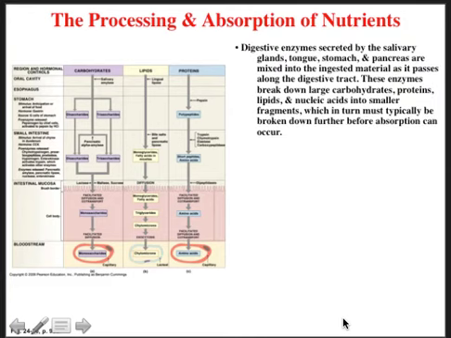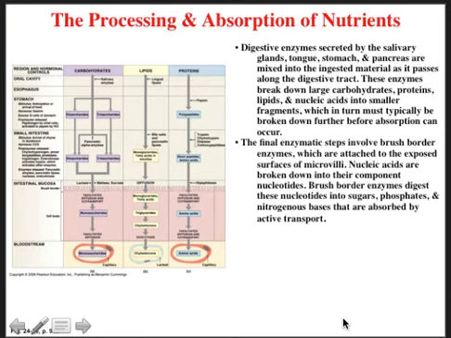Digestive enzymes in the salivary glands, tongue, stomach, and pancreas are mixed into the ingested material as it passes along the tract. These enzymes break down large carbs, proteins, lipids, and nucleic acids into smaller fragments, which in turn typically have to be broken down further before they can absorb into the blood. The final steps involve brush border enzymes. These line the small intestine, and they're embedded in the microvilli. Nucleic acids are broken down into their nucleotides, and brush border enzymes digest these into sugars, phosphates, and bases that are absorbed by active transport.